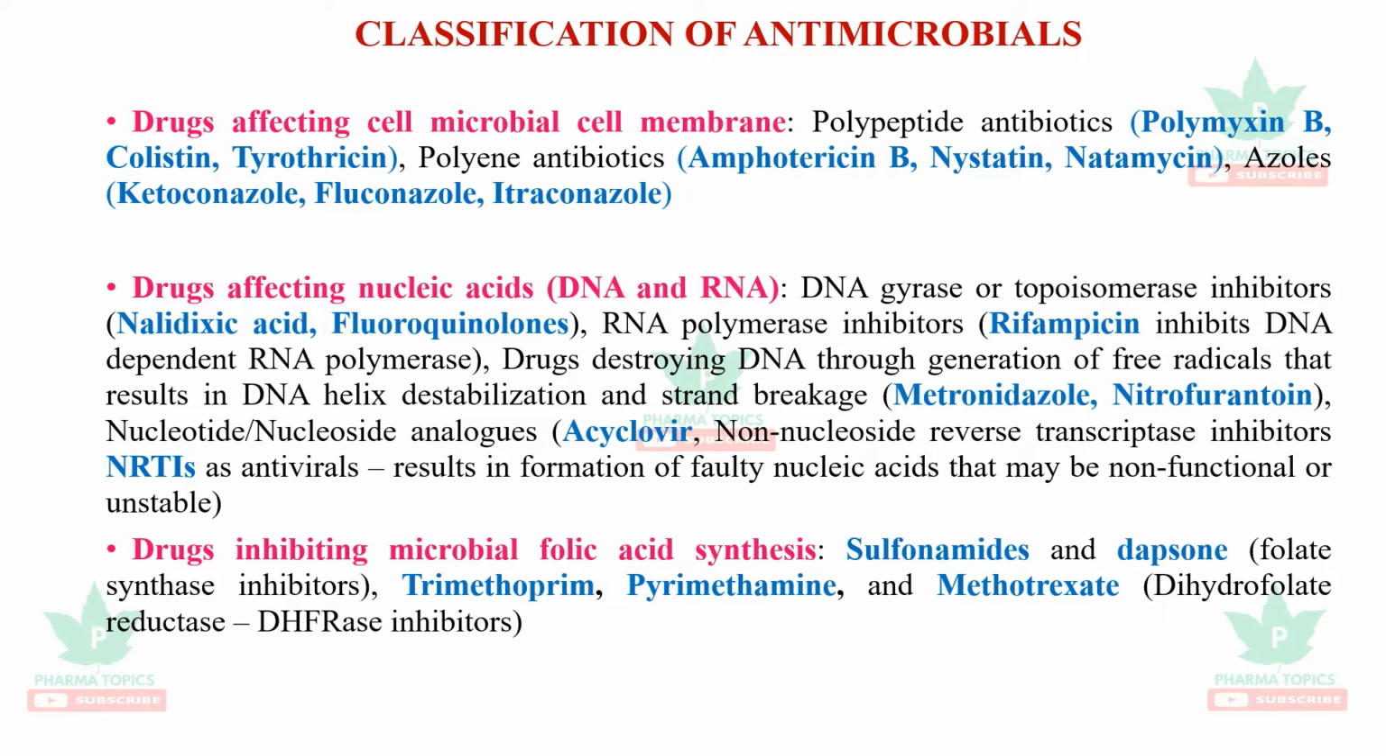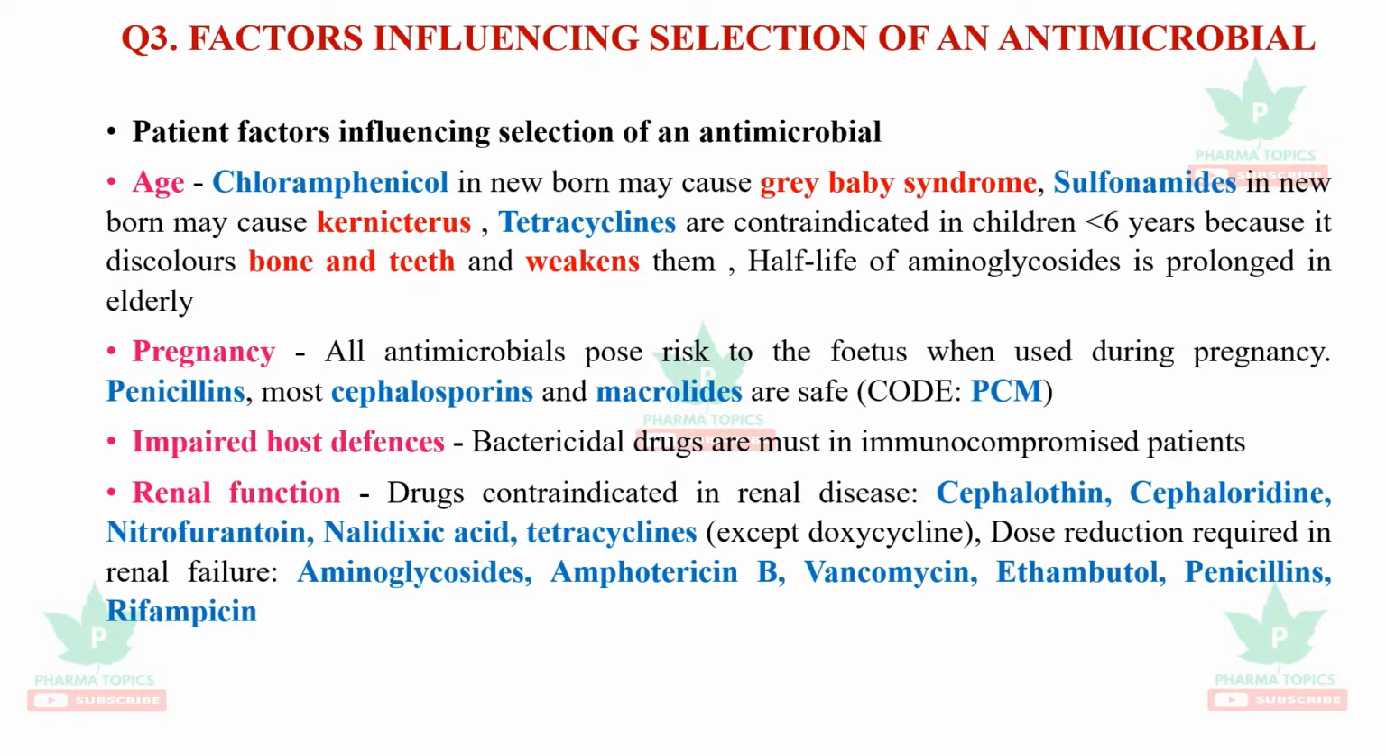And the drugs inhibiting microbial folic acid synthesis, that is antimetabolites, are sulfonamides, dapsone, trimethoprim, pyrimethamine, and methotrexate. They inhibit folate synthase and dihydrofolate reductase. So these 5 classifications are the classification of antimicrobials based on their mechanism. Question number 3 is factors influencing selection of an antimicrobial.